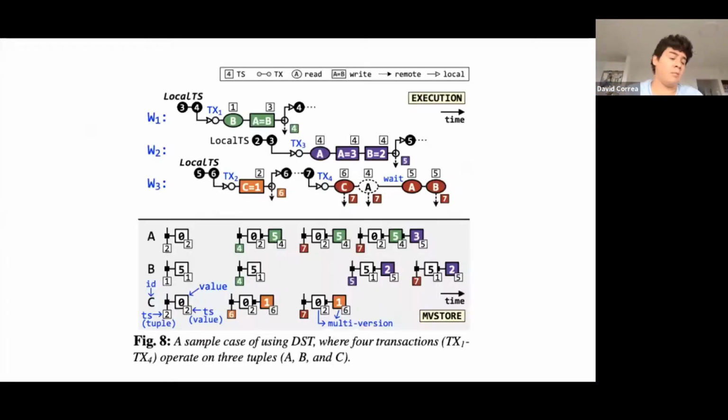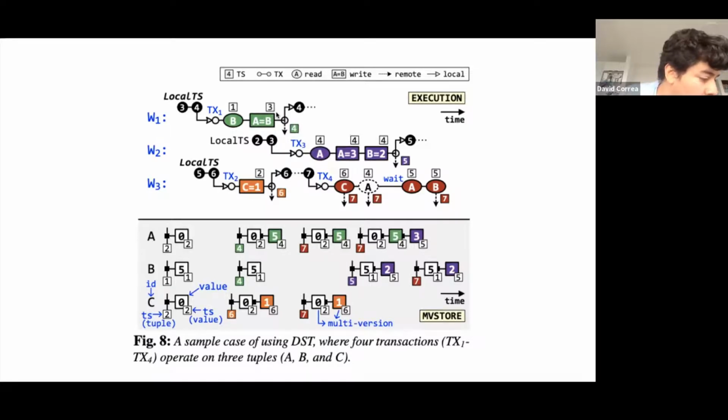So an example of this, and this is from the paper: if we look, transaction 1 commits before transaction 3, and as we see here, the black dots are basically the local timestamps of the worker. The little squares are the versions for that specific tuple. And so we see that transaction 1 commits before transaction 3, and therefore the transaction 3 timestamp should be larger than the one of transaction 1.